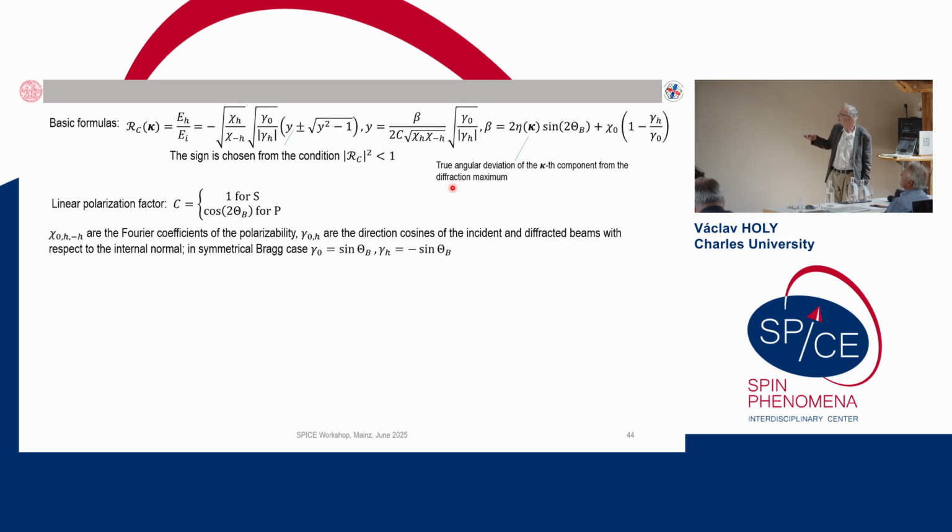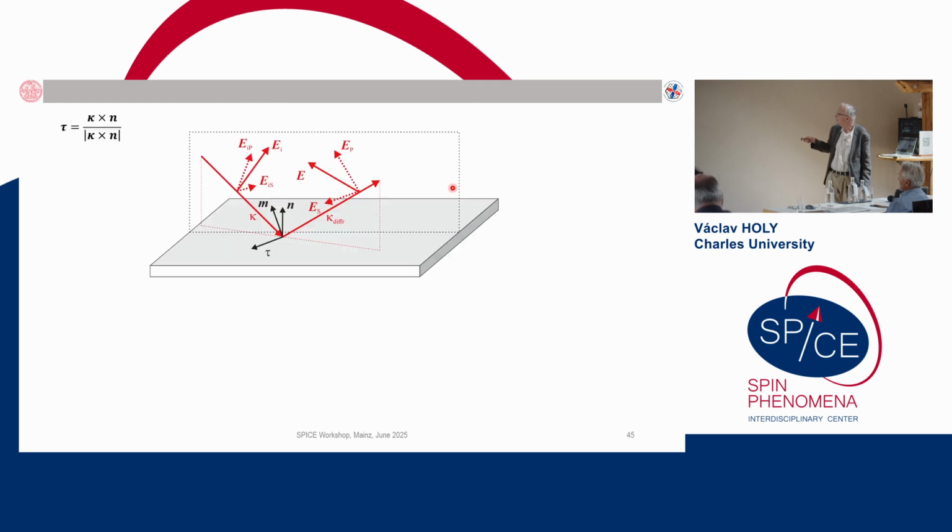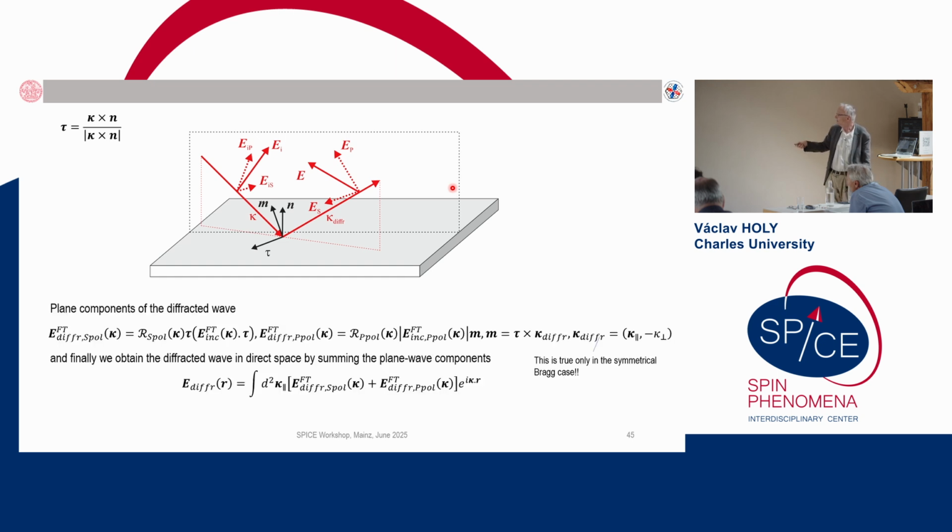Yeah, these are the formulas. So the idea was to decompose the OAM wave into plane waves, to calculate the dynamical diffraction for each plane wave component separately, and make the Fourier integral again. These are the formulas. Of course, each plane component must be decomposed into S and P components and treated separately, and then we make a coherent superposition of these S and P components and make again the backwards Fourier transformation.